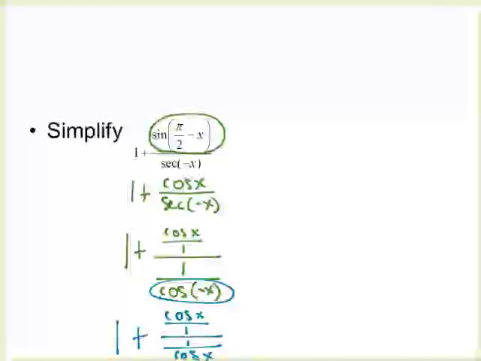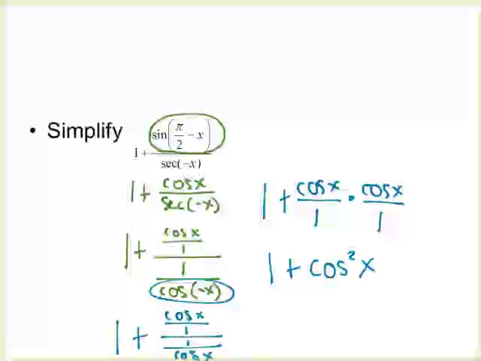Now, algebra, to simplify this, how do I divide fractions? Multiply by the reciprocal. So I flip over that bottom fraction and do a multiplication instead. What is cosine times cosine? Cosine squared.